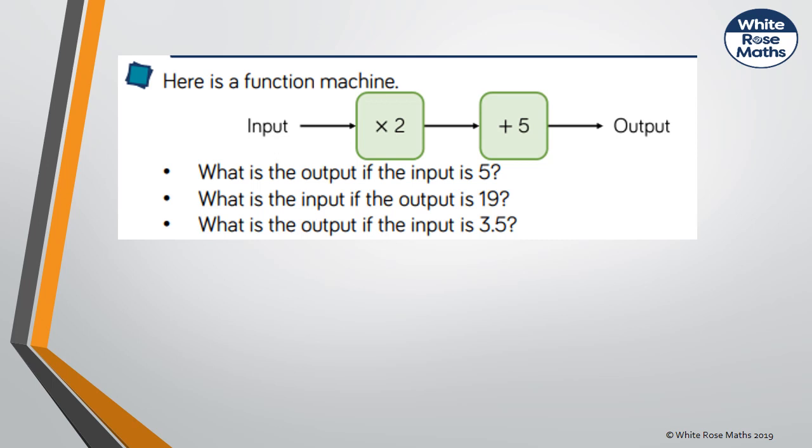Fantastic. We'll go through the answers. So, if we put 5 into this function machine, 5 times 2 is 10. 10 plus 5 is 15. So our output is 15. But what is the input if the output is 19?